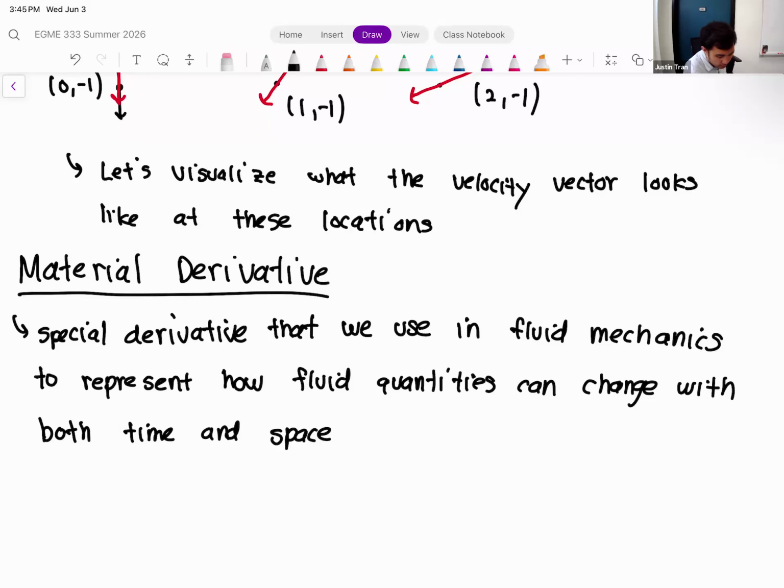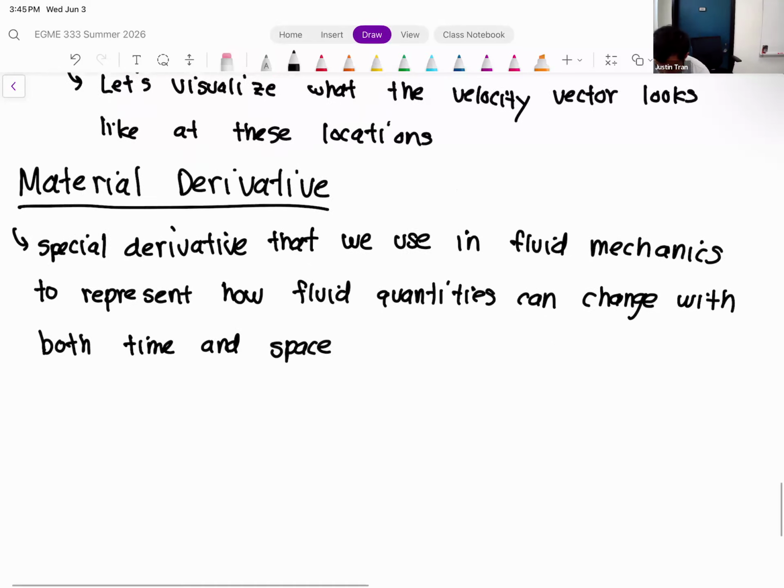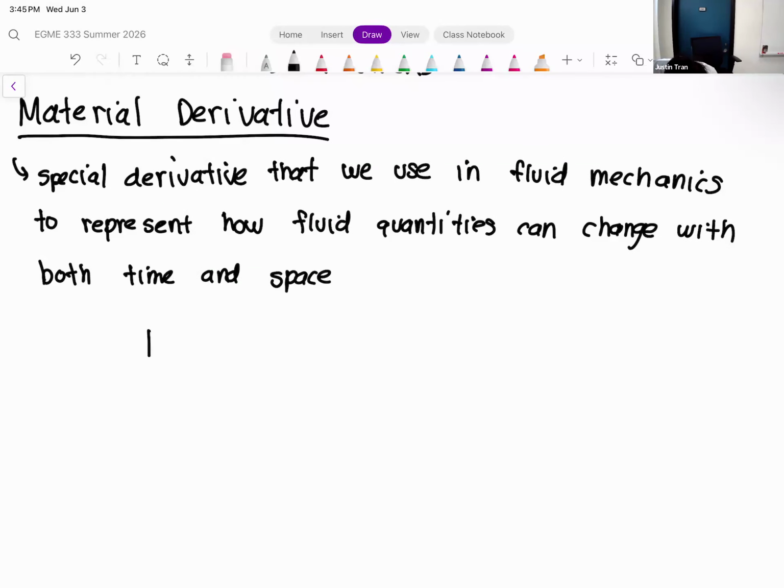So we're going to skip the derivation for this. I'm just going to give you what the material derivative looks like, and then we'll talk through each of the terms to see what they each represent. All right, so the material derivative, and this applies for any fluid quantity, although most commonly we apply it toward the velocity, looks like the following. Because it's a special derivative, we use capital D's here instead of lowercase d's.